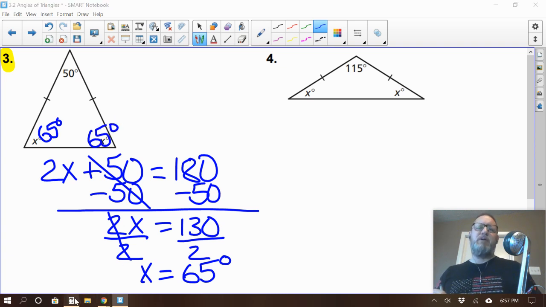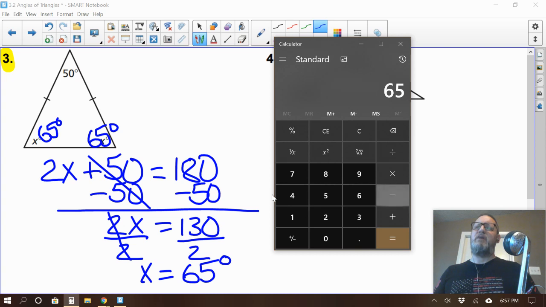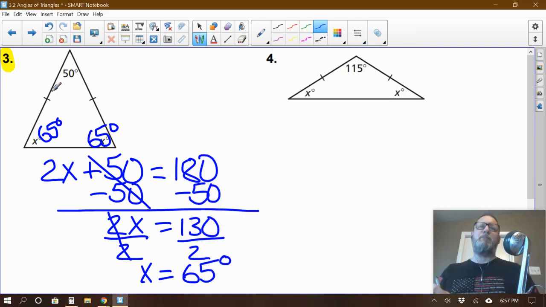Again, let's just quickly grab the calculator and make sure that works. So 65 plus 65 plus 50. Does that equal 180? Yes. All right, that verifies we got this one right.